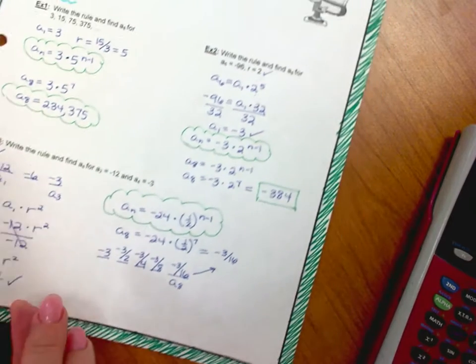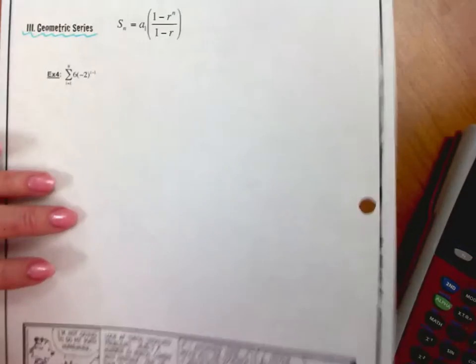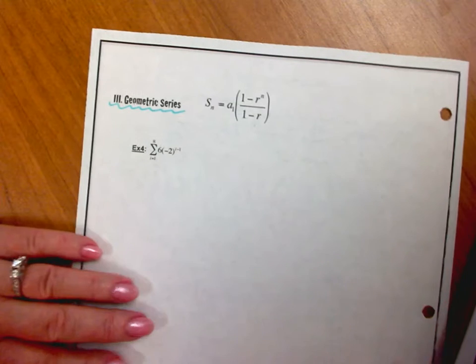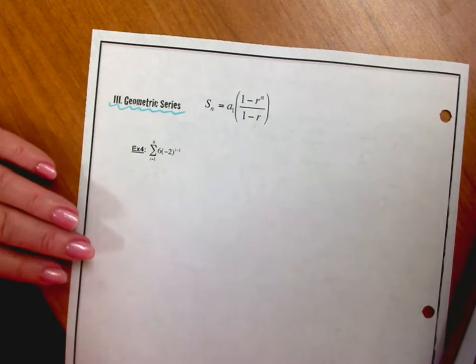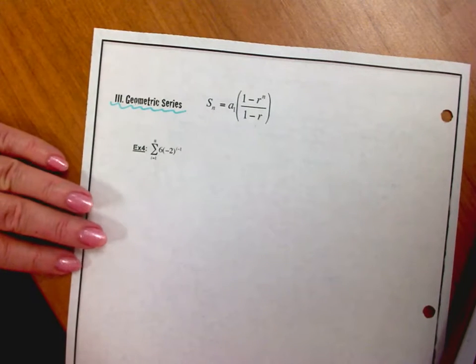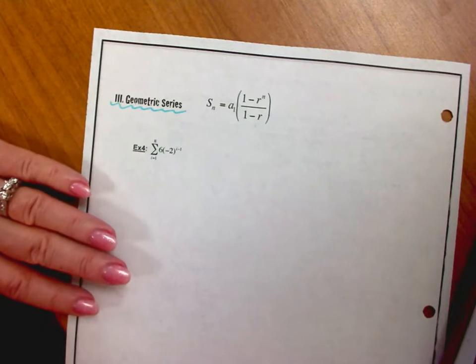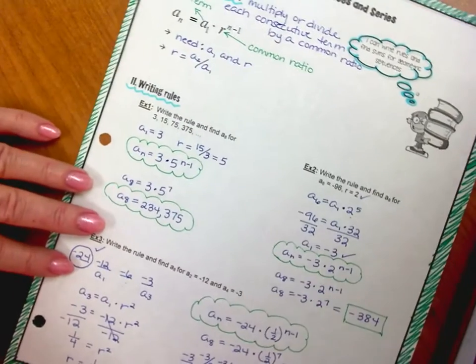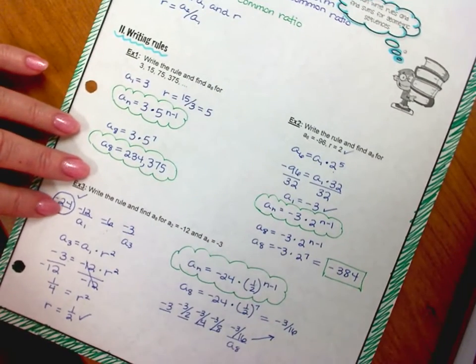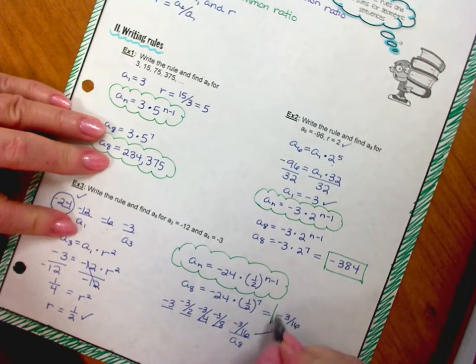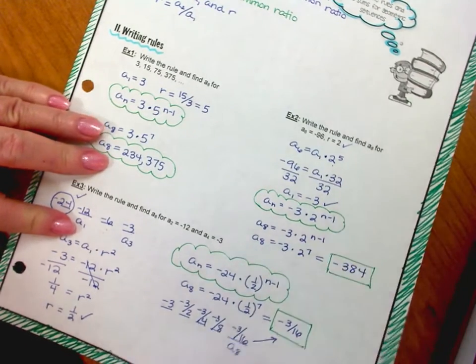Okay, that's enough of sequences and writing rules. Let's take a look at our geometric series formula. Okay, so we've got a lot of stuff in here, but you probably recognize all of it. I will go ahead and define it for you. You know what, though? Before I do that, I really need to finish this up. Okay, there's our other part.